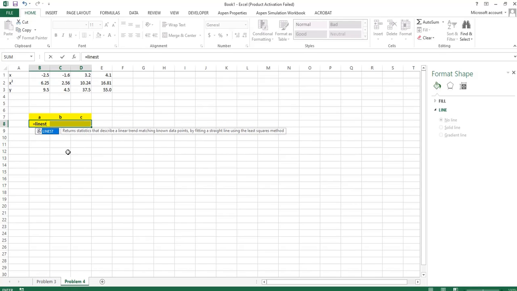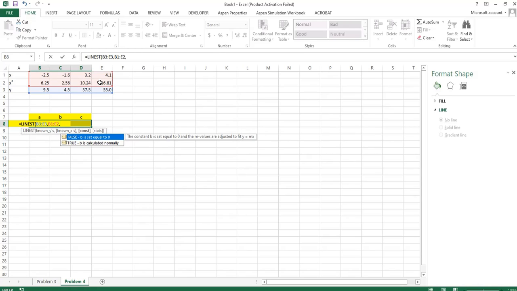Okay, look at it, it is there. I press the tab key. Pressing the tab key, they say known y. So these are the known y. I'll just select the row, the range. Having selected the range, I'll just say comma. The next option is known x. These are the x values and the x square values. These are the known x. Now we'll just say comma.